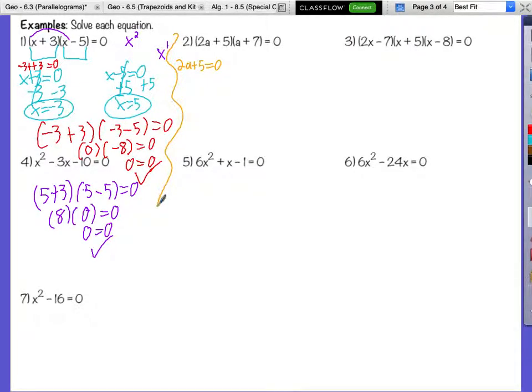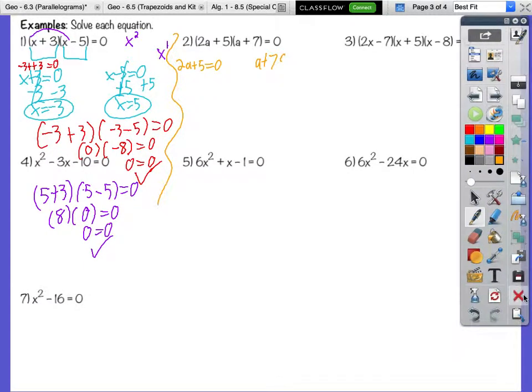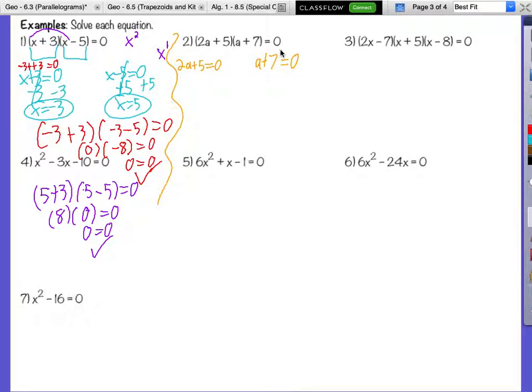What would our next one be? Someone raise your hand and help me out with this next one. Kale? Very good. A plus 7 is equal to 0. We'll set both of these parentheses, both of these factors, equal to 0. So once we do that, we set up our two linear equations, and now we solve these just like we would have all year long.